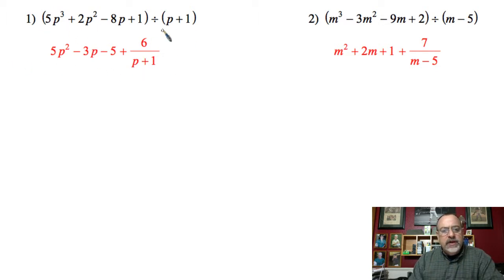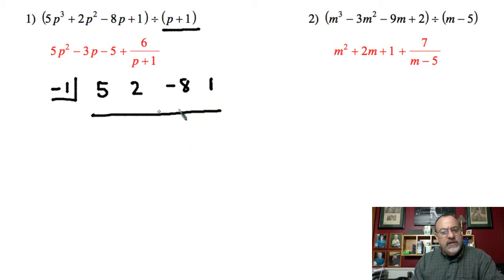So in problem number 1 here, I notice that my divisor is in the proper form, x minus a. All right, and I need to know what makes this 0, and that's -1. So -1 is what I'm going to divide by. My dividend polynomial is in standard form, so I'm going to simply list the coefficients in order. So I have a 5p cubed, 2p squared, -8p, and then a +1 as a constant. Now I'm going to draw my line, and I'm going to bring down the first value, and now it's simply multiply and add.